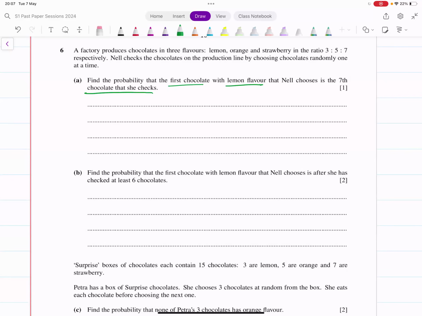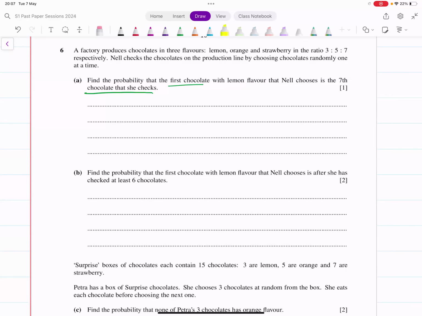That looks like a geometric distribution, kind of, but do we need to check? Are the conditions satisfied for a geometric distribution? What are the conditions for a geometric distribution? There should be 2 outcomes. We could formulate it as 2 outcomes.